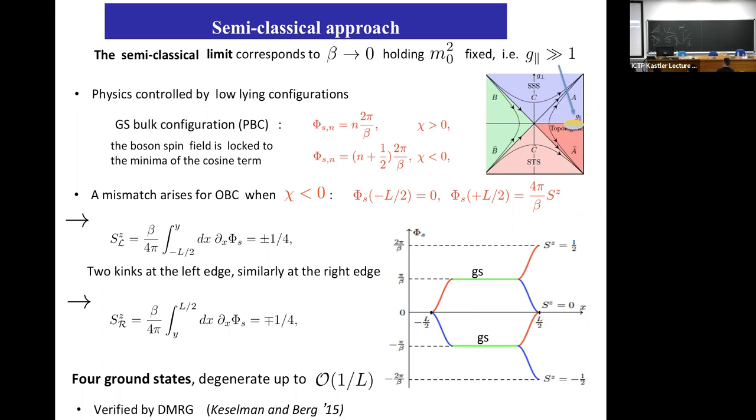And when I integrate now the change, the spin in this configuration, let's say from minus L over two to deep into the bulk, I get a quarter, which is surprising, plus or minus a quarter, plus for this, minus for this. So at the edges, it looks like we have quarter modes. So the spin has fractionalized. And Kesselman and Berg have verified this doing DMRG.